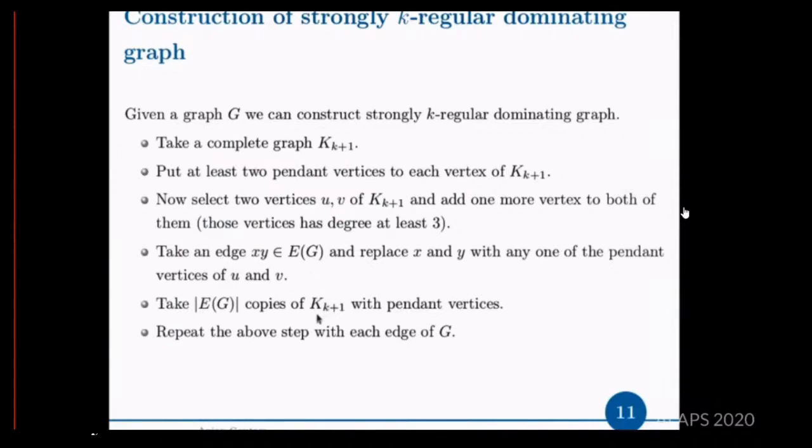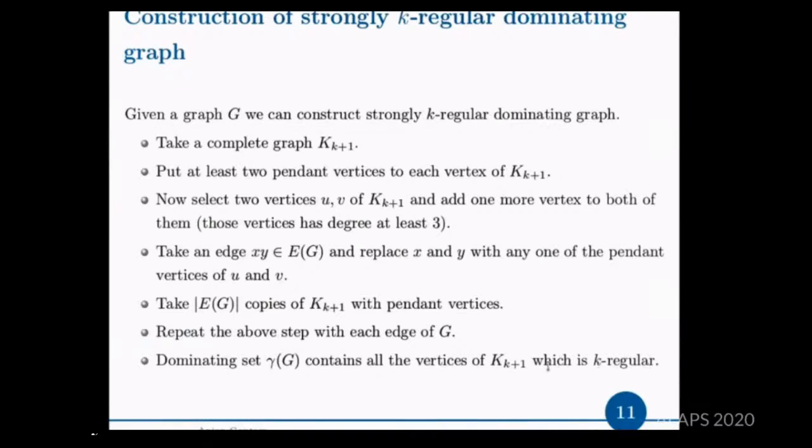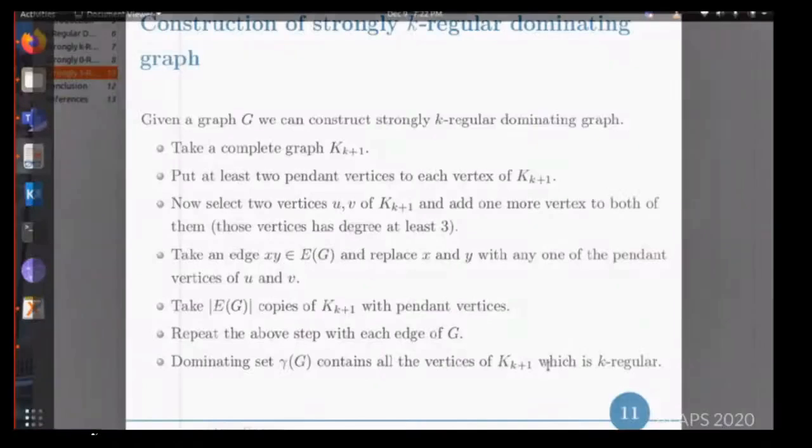Since this is a complete graph with k plus 1 vertices, it is k regular. And the dominating set for this graph is going to contain all the vertices from those complete graphs, which is k regular. So we will illustrate this with the help of an example.